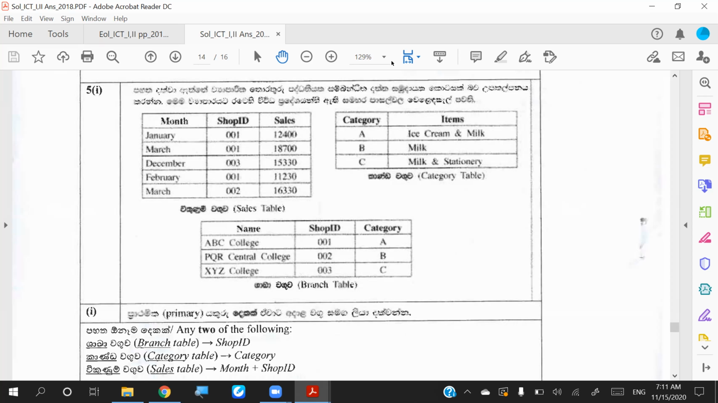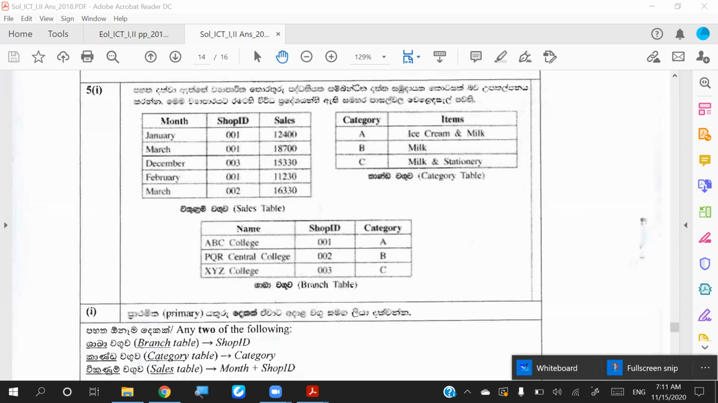If you look at the category table, it is very clear that the category has A, B, C, which are unique. And the item side is also unique: one has ice cream and milk, another has milk, another has milk and stationery. But again, description kind of things we are not going to take as primary keys. And when it comes to the branch table, you have name, shop ID, and category. Name, anyway, we are not going to take.